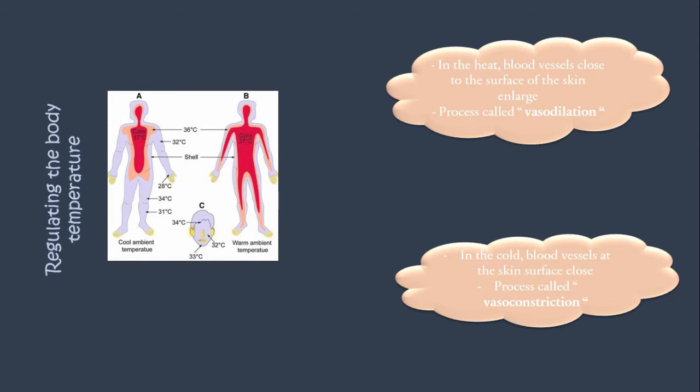In the heat, blood vessels close to the surface of the skin enlarge. This process is called vasodilation. For example, when a person takes part in exercise, their face can become pink due to vasodilation of the blood vessels. The next one is when in the cold, blood vessels at the skin surface close. The process is called vasoconstriction.